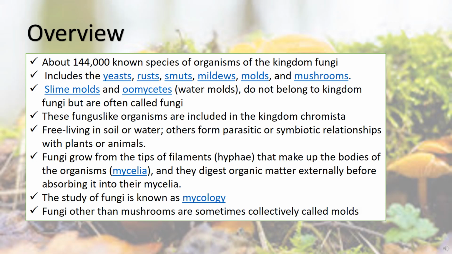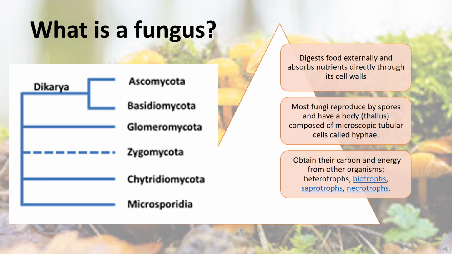represented by bread mold. A fungus is a eukaryote that digests food externally and absorbs nutrients directly through its cell walls. Most fungi reproduce by spores and have a body, thallus, composed of microscopic tubular cells called hyphae. Fungi are heterotrophs and, like animals, obtain their carbon and energy from other organisms. Some fungi obtain their nutrients from a living host, plant or animal, and are called biotrophs. Others obtain their nutrients from dead plants or animals and are called saprotrophs, saprophytes, saprobes. Some fungi infect a living host, but kill host cells in order to obtain their nutrients.